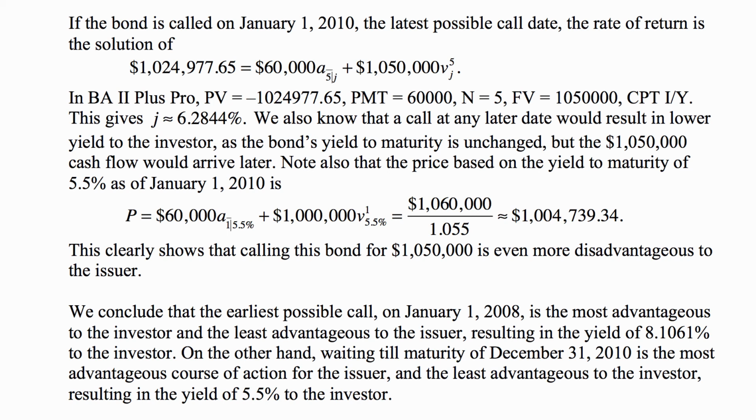So we conclude that the earliest possible call on January 1st, 2008 is the most advantageous to the investor and the least advantageous to the issuer, resulting in the yield of 8.1061% to the investor. On the other hand, waiting till maturity of December 31, 2010 is the most advantageous course of action for the issuer and the least advantageous to the investor, resulting in the yield of 5.5% to the investor.